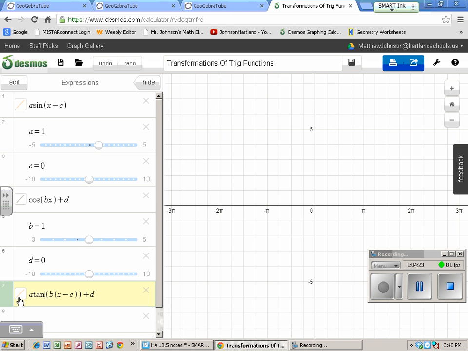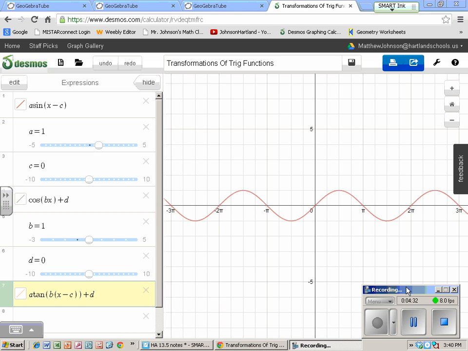Let me reset where we were. Okay. So now, what we are looking at here is the most basic sine function. It has an amplitude of 1. You can see the maximum is at 1. The minimum is at -1.